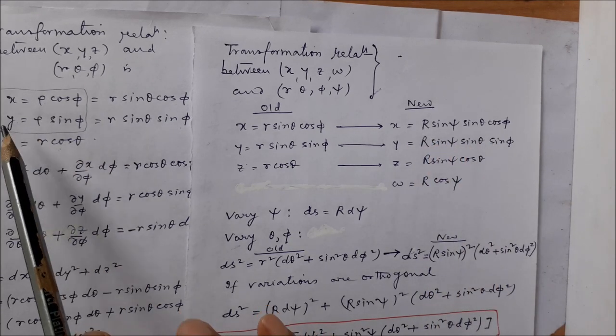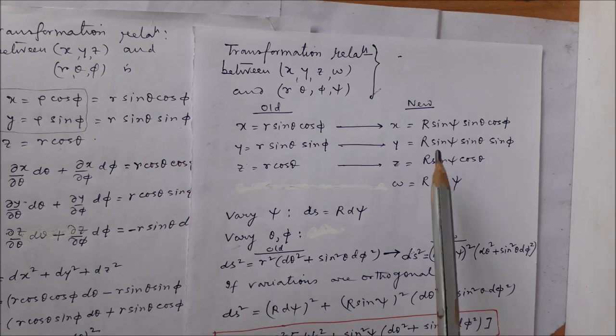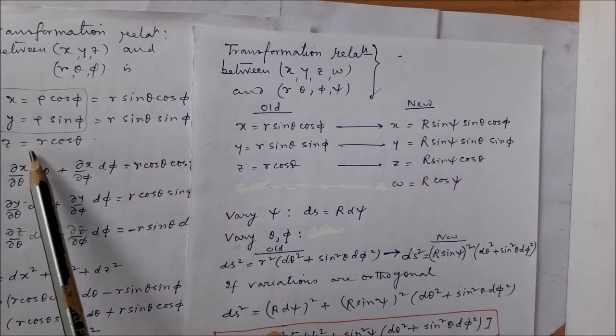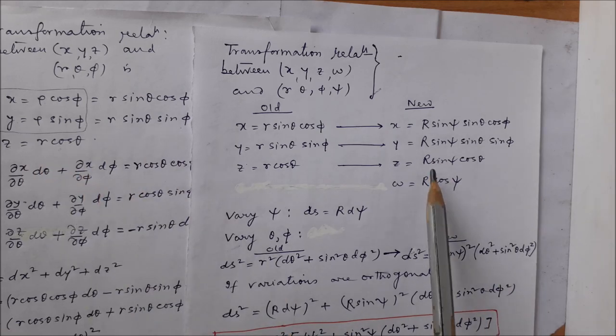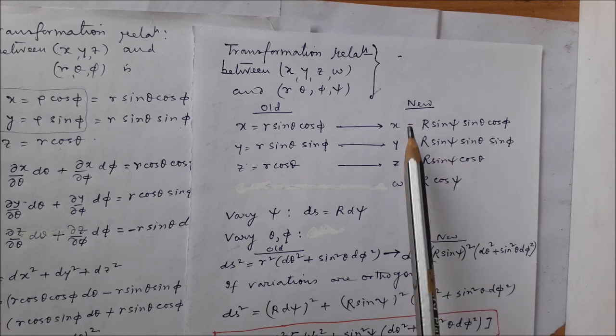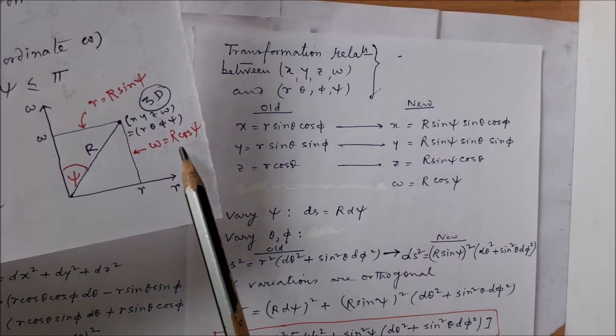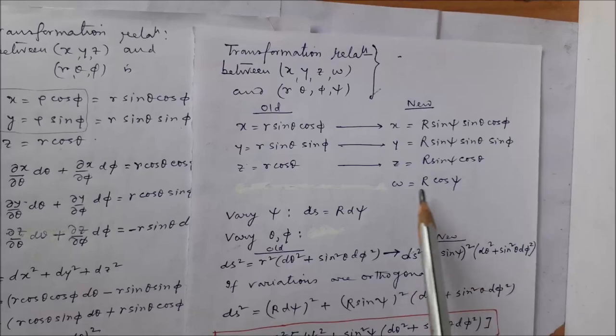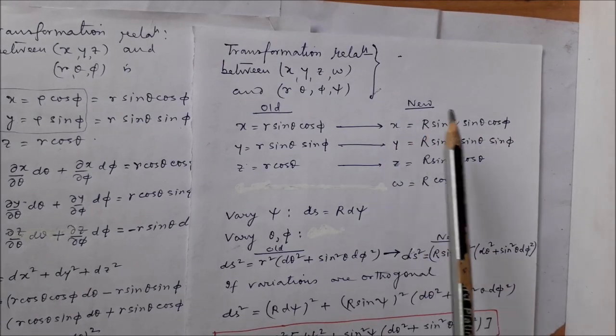Instead of this relation for y, we would have this one. For z, r will be replaced by capital R sin psi. So we have these relations. And omega was capital R cos psi, and here it is. So these are the transformation relations.